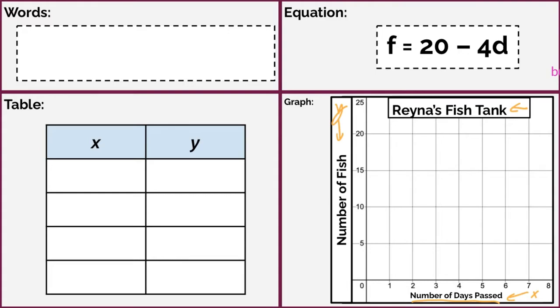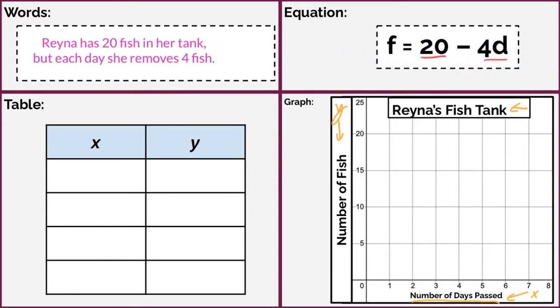So let's take a look at our equation. f is going to be the number of fish, so the total number of fish is equal to 20. So it looks like in our fish tank, there are going to be 20 fish. Then minus 4, and d is going to be the number of days. So what our scenario seems to be saying is Raina has 20 fish in her fish tank, but each day she removes 4 fish. So maybe she's selling these fish, or, well, I'll let you decide what might be happening to the fish on those days.